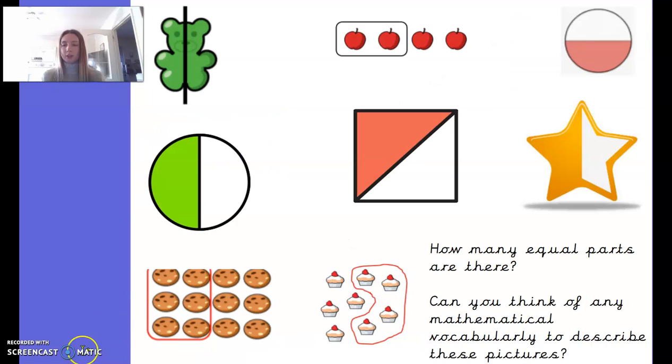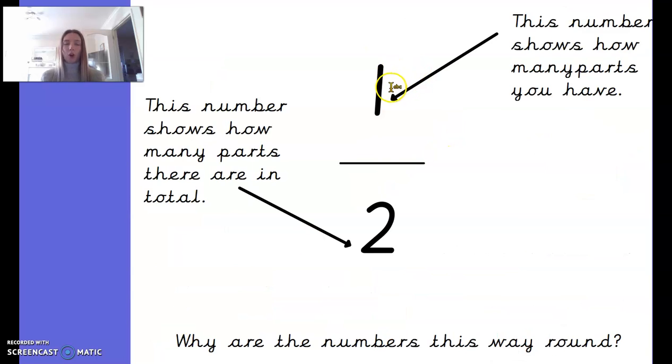So if we go back to this picture, there are 2 equal parts, and 1/2 is shaded in. 1/2 of the star is shaded in. 1/2 of the circle is shaded in. 1/2 of the cookies are circled, and that is why we put a 1 on the top, because it shows how many parts we have, and the bottom number shows us how many parts we have all together. And this is called a fraction. Can you have a go at saying the word fraction?